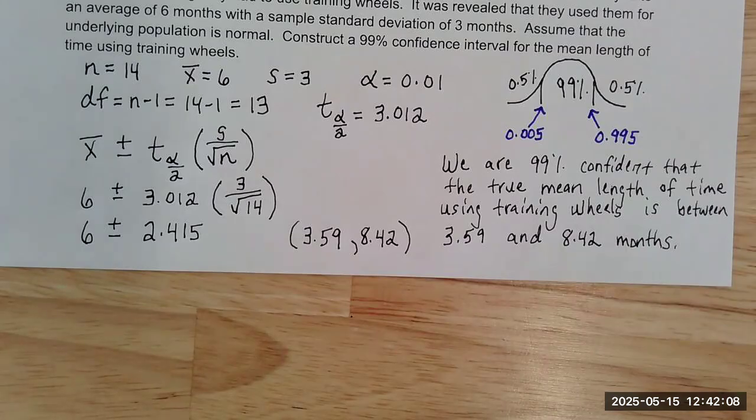Which one do you like better? Do you like Z's or T's? They're not really all that different, but the tables are. You have to know different things to read the table. And so that's what gets to be a little confusing for people.